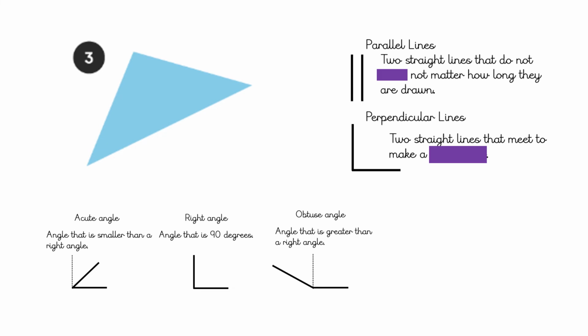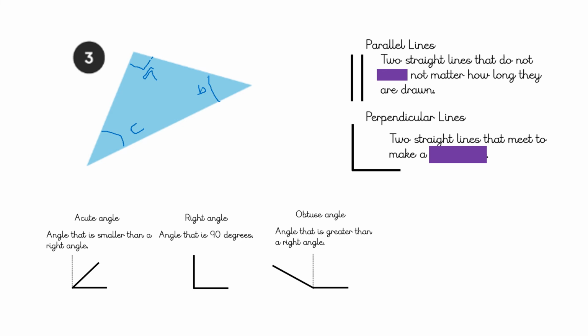Now we're going to describe the triangle. Do you think it will be the same as the square and the rectangle? No, me either. I think it's going to be different. Let's start by labelling our angles. Angle A, angle B, and angle C. Angle A looks like a right angle, so I can leave that one as a square.